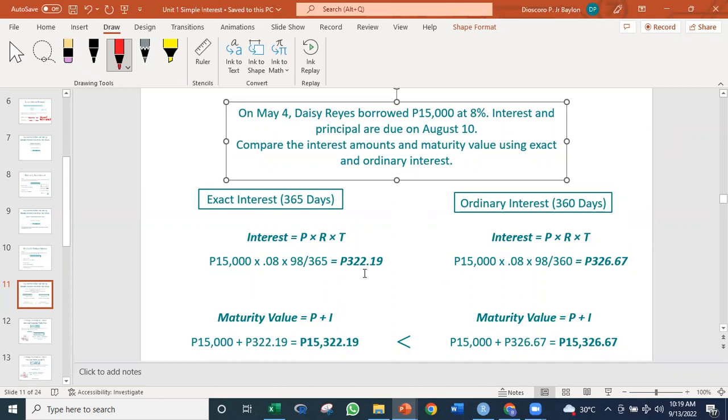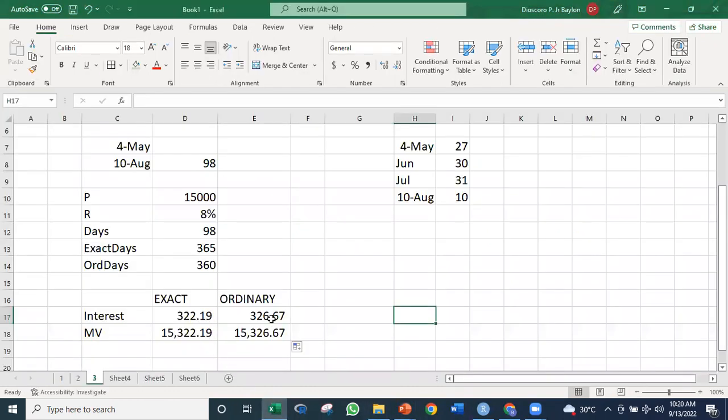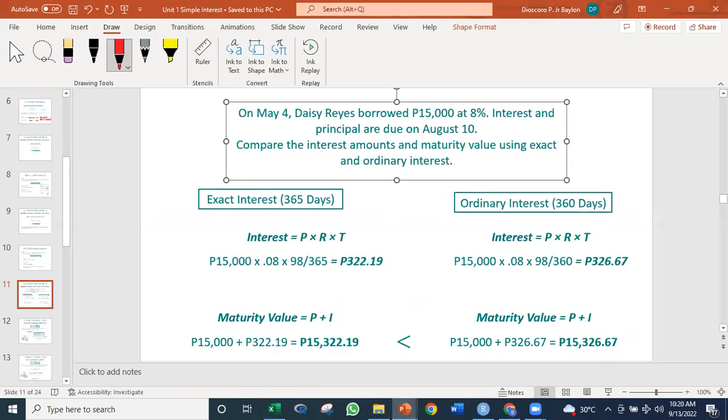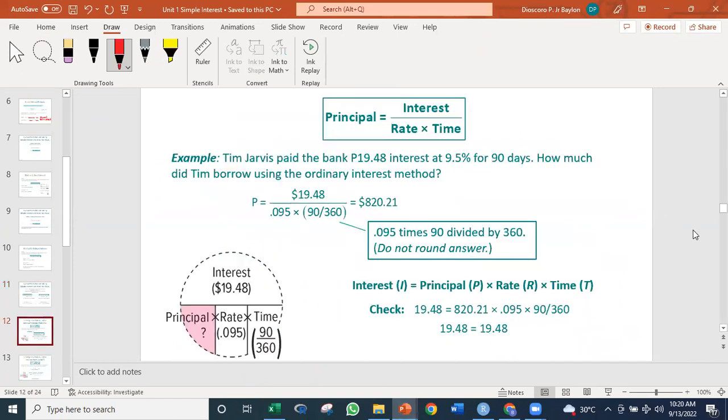All right, did you get the same answer? 322.19, 326.67. Let me check. 322.19, 326.67. Okay, so we got the same answer for this one.